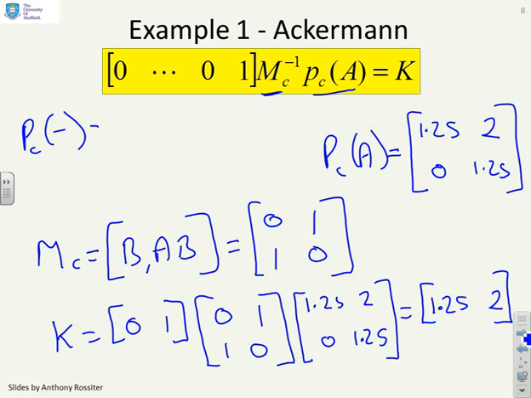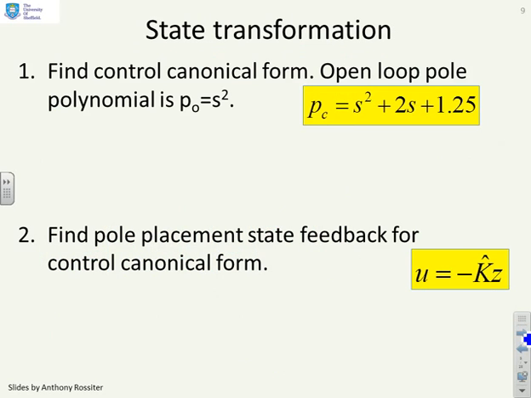And I guess you're already getting bored doing just the algebra here, for it's a system which is 2 by 2 and relatively sparse, so it has lots of zeros in it. What about state transformation then? So here we were given the open loop pole polynomial was P0 equals x squared, and we know what we want the closed loop pole polynomial to be. So the first thing to do is find the canonical form.